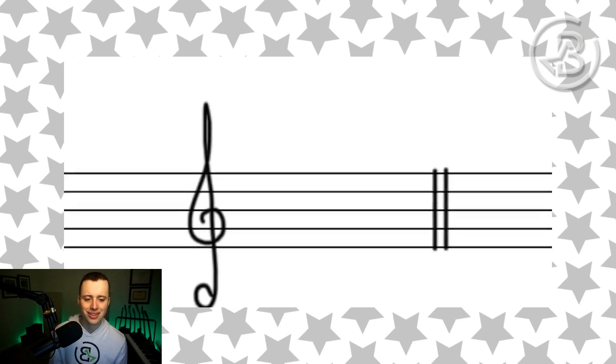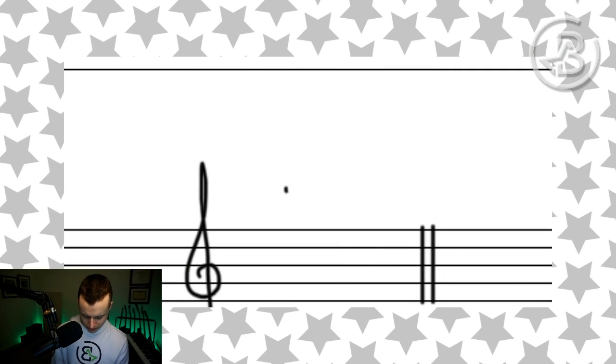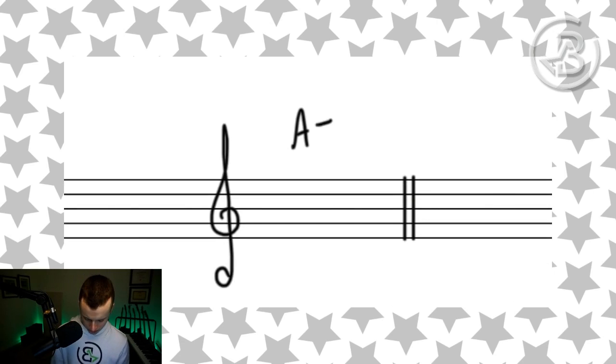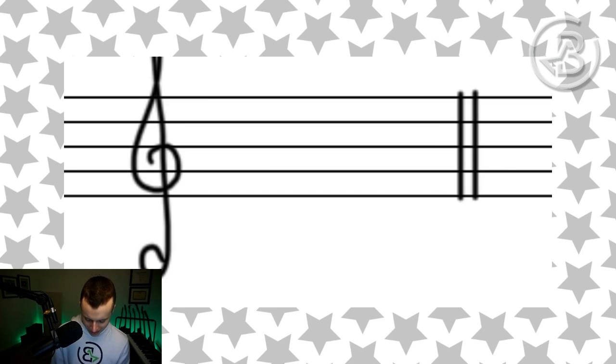So step number 1, write the treble clef. We're going to write the double bar line. I'm going to show you a triad with some ledger lines. We're going to do an A minor triad, so we're going to start off by writing an A minor chord symbol above the staff to make sure we know what we're doing. Then we're going to go down and set ourselves up down to an A3 below the staff. We need 2 ledger lines.